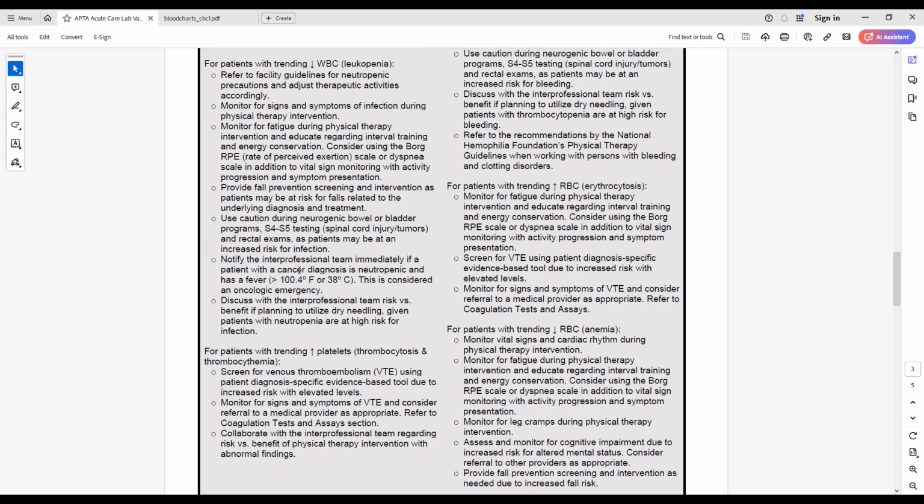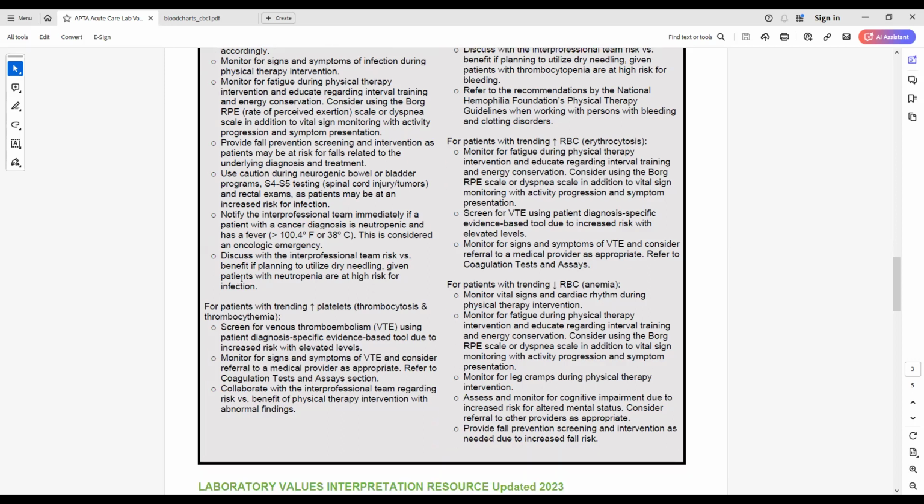Notify the interprofessional team immediately if a patient with a cancer diagnosis is neutropenic, with low neutrophils, and has a fever, like 100.4 Fahrenheit or above, or above 38 Celsius. This is considered an oncologic emergency. Discuss with the interprofessional team risk versus benefit if planning to utilize.